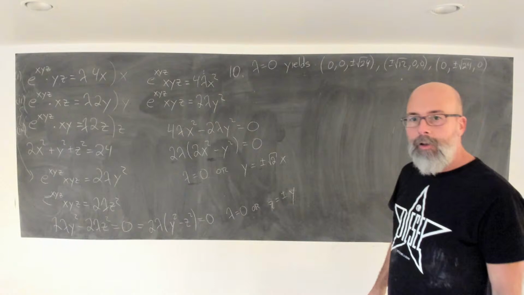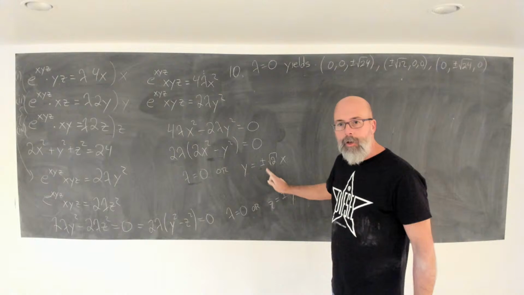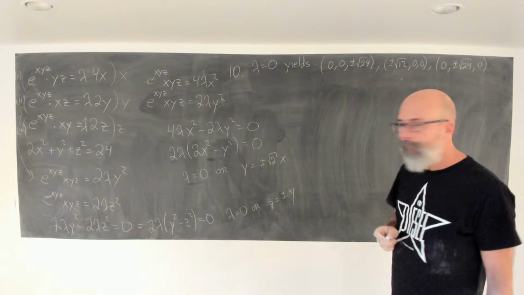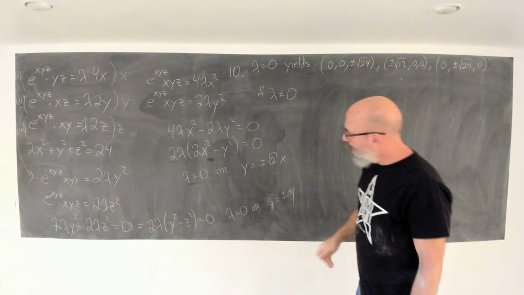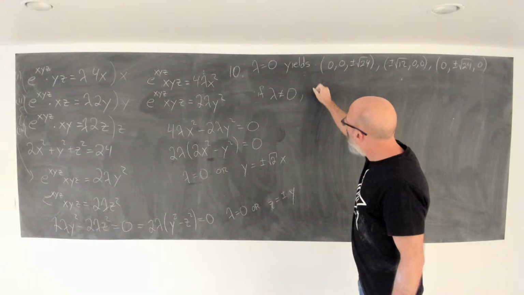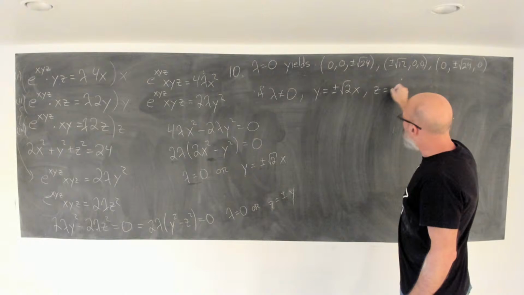Oh, well, I mean, we're going to do that right now, Marie, right? We have to start somewhere. So we started with lambda equal to zero. So now we can assume lambda is not zero. So if lambda is not zero, then you need both of these things to occur. So y has to be plus or minus root 2x, and z has to be plus or minus y.